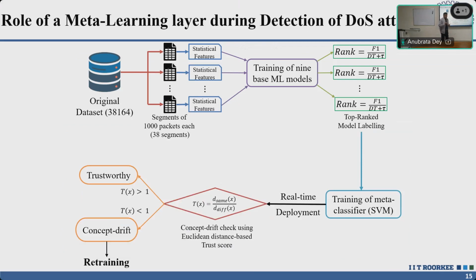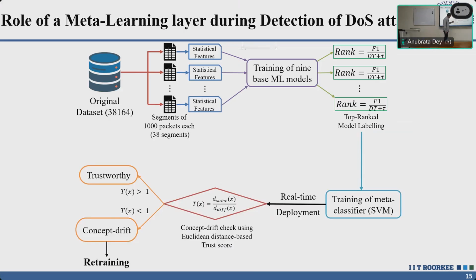So that particular value you have to consider, and if that value is within this, let's say you calculate some ratio. We can call it concept drift, which is a ratio of the Euclidean distance between the same classifier and the different classifier.